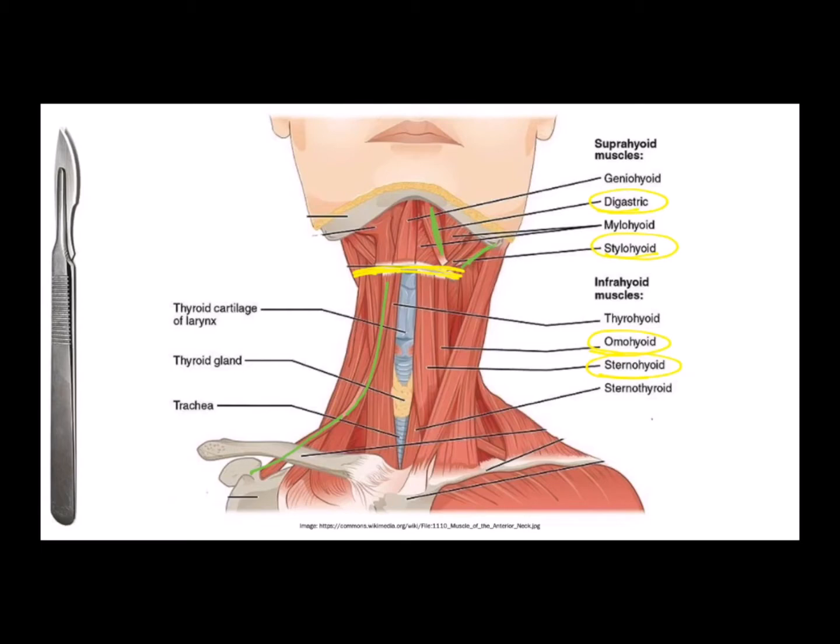Now the stylohyoid is going to kind of wrap around that right here. It starts at the styloid process, which is right next to that mastoid process right behind the ear, and it's going to insert on that hyoid bone right here. And then our last one that we're concerned with is that sternohyoid muscle here. So it's telling you exactly what it is. It goes from the sternum down here up to the hyoid bone. So just keep these in mind for later on once we get into the neck dissections.